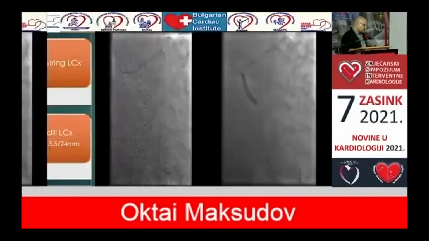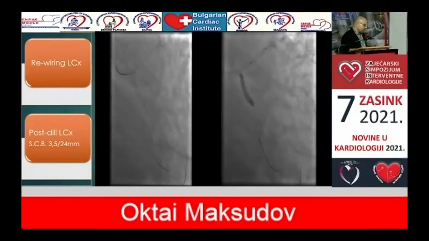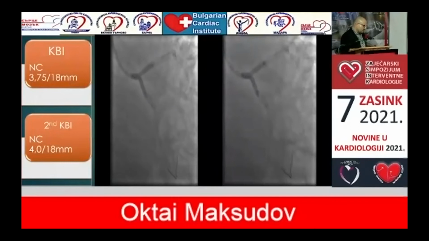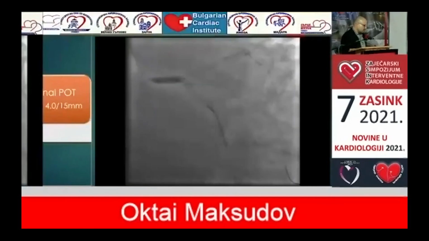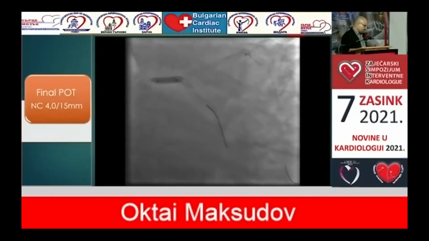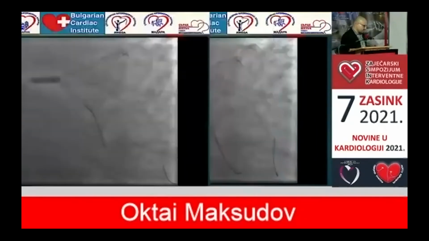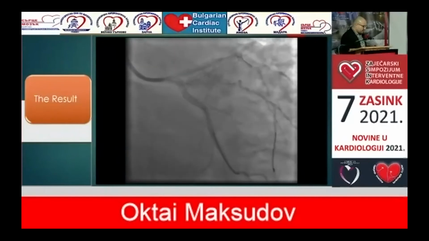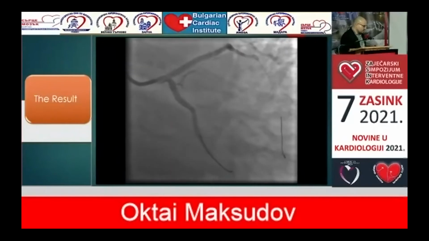Rewiring of the circ, post dilatation, second kiss, and of course final POT with 4.0/15 NC, and this is the final result. Good angiographic result, which was confirmed by final IVUS.